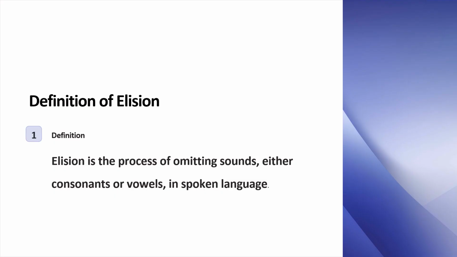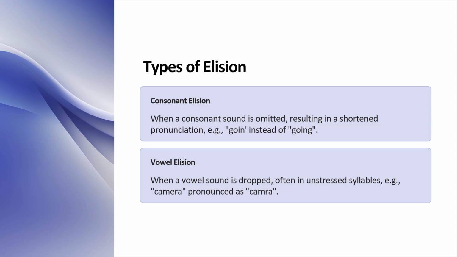Now let's see the definition of elision. What is meant by elision? Elision is the process of omitting sounds, either consonants or vowels, in spoken language. In certain situations, certain sounds, whether a consonant sound or a vowel sound, are being omitted, and this phenomenon is known as elision. Two types of elision are there. The first one is consonant elision and the second one is vowel elision.